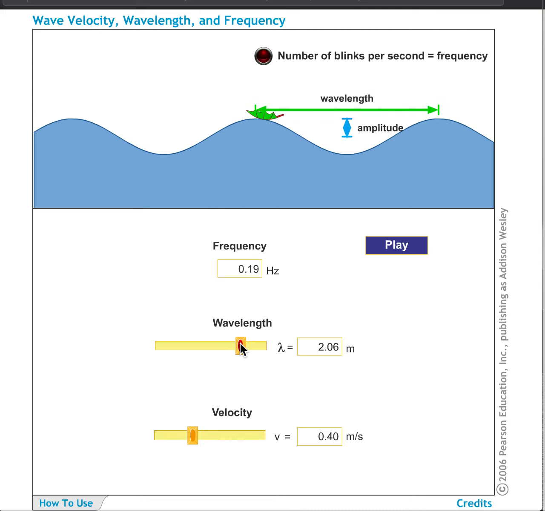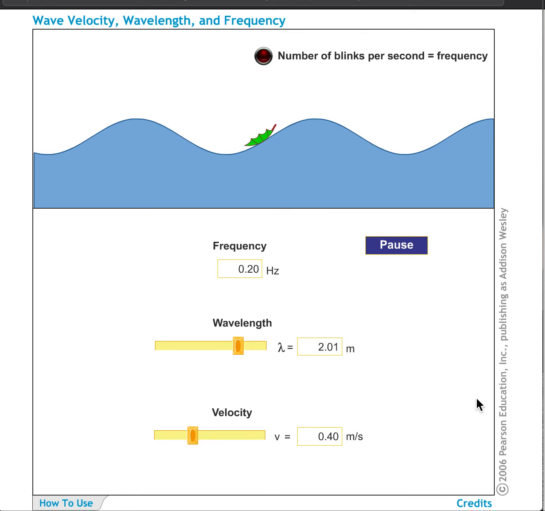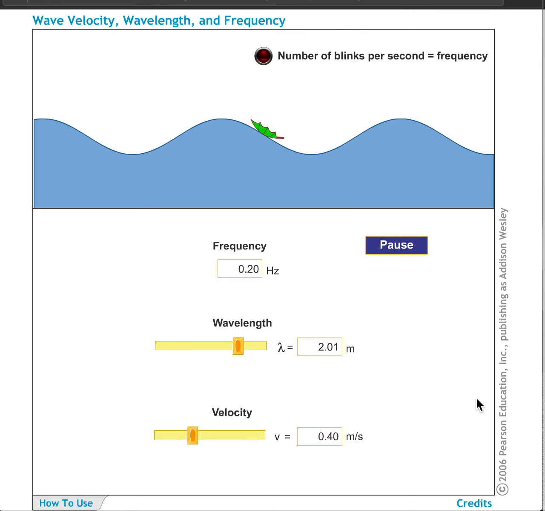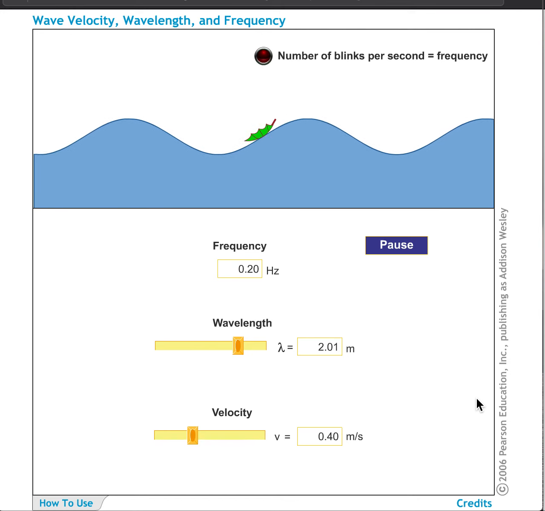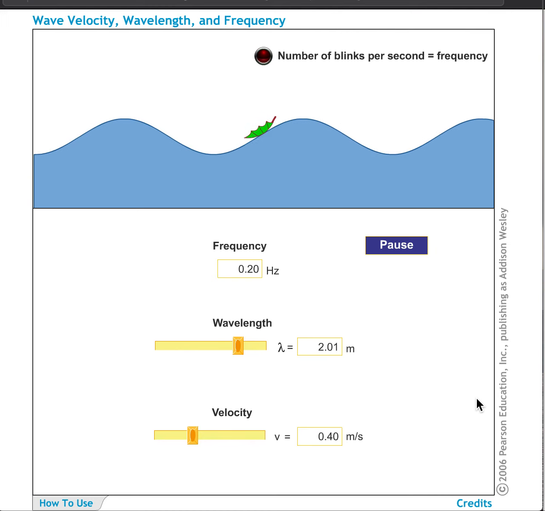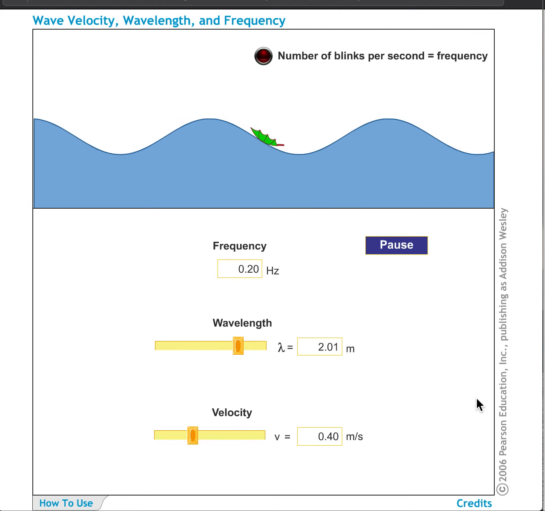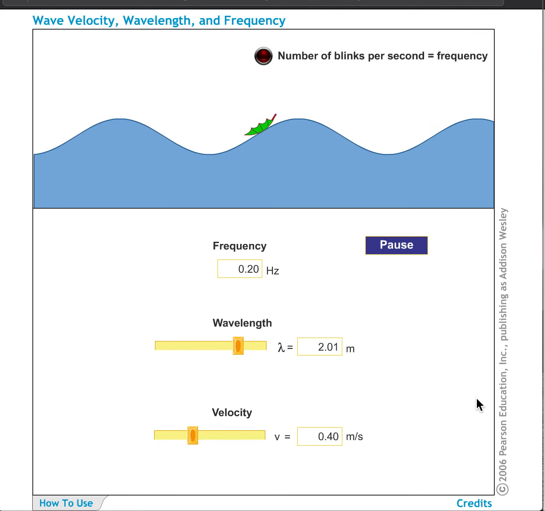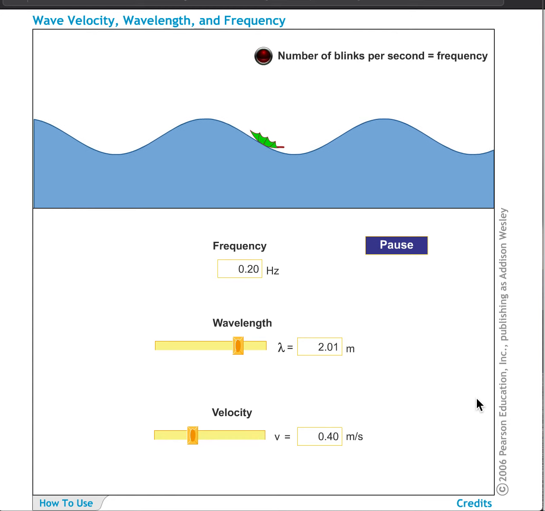Well, it's not wanting to go right on, I think, because my simulation is so small. But anyway, there we go. So now, again, I have doubled the wavelength once again, and the frequency has halved again, right? So it was 0.4, now it's 0.2. So there is this inverse relationship between the frequency and the wavelength.